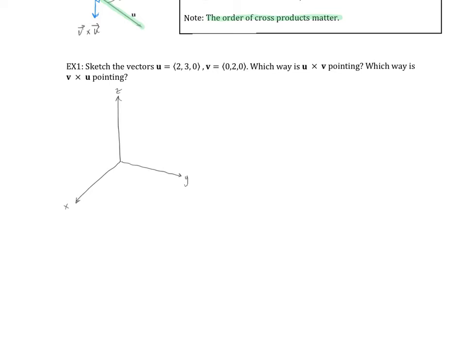Our vector u is 2 in the x direction and 3 in the y direction, and we have our vector u. Our vector v is 0 in the x, 2 in the y direction, and 0 in the z direction. So here's my vector v.